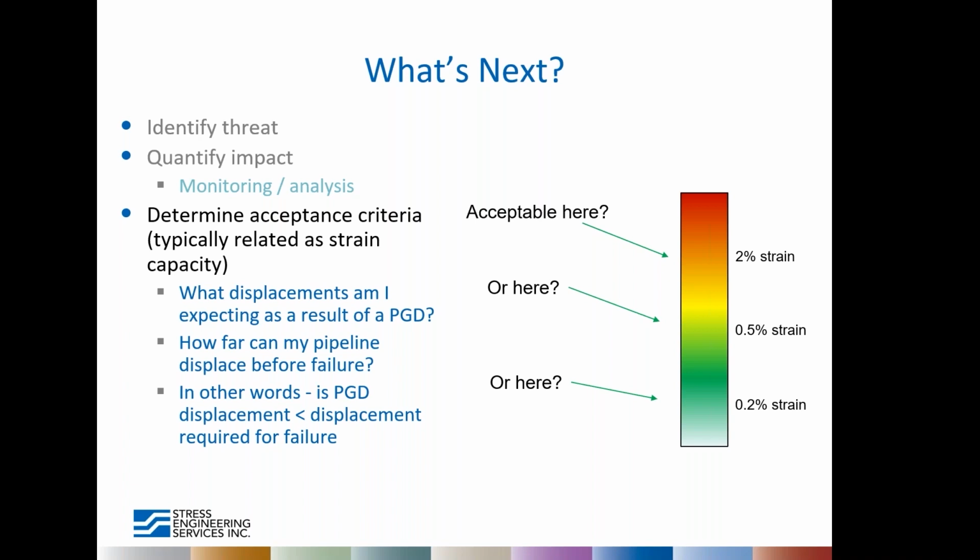So in other words, we want to know if the displacement from the PGD is less than the displacement required for failure. So for example, is that acceptance criteria at 0.2% strain, at 0.5% strain, or even at 2% strain? We need some strain value that we can tie back to.